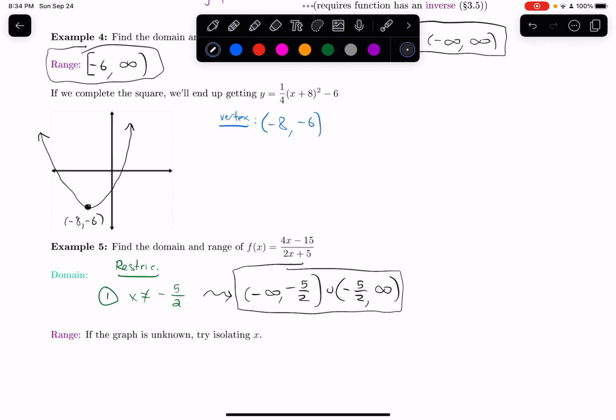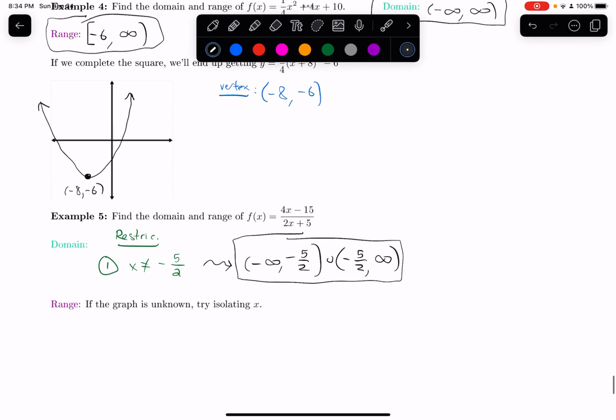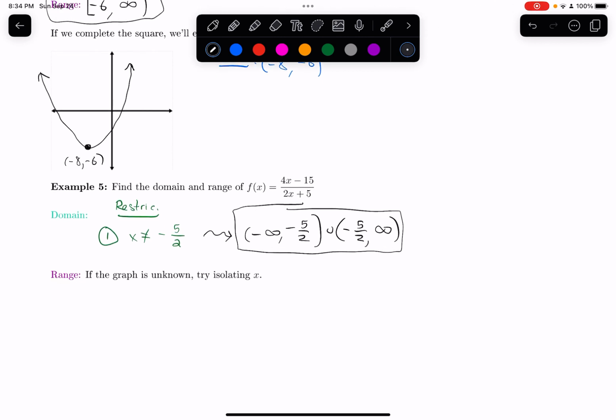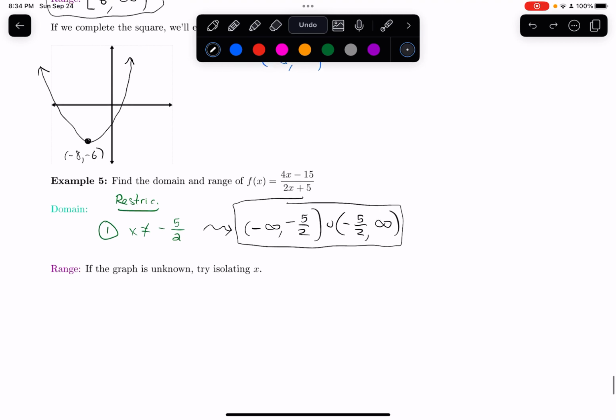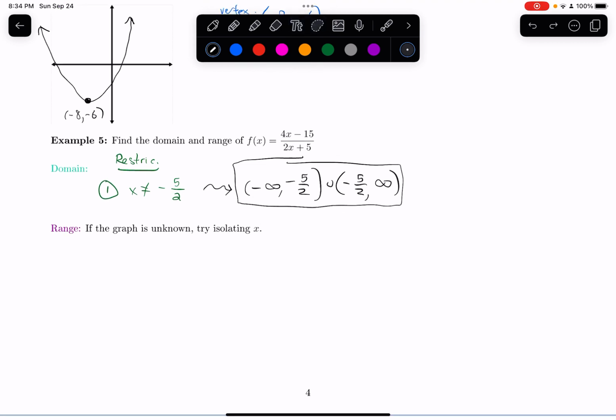Okay, now let's tackle the range. So we said, the graph here is not something that we know as easily. So let's try our other method. Let's try isolating the x. So how does that work? So I'm going to rewrite f of x as y. So we got y equals 4x minus 15 over 2x plus 5. And I'm going to try to isolate the x.